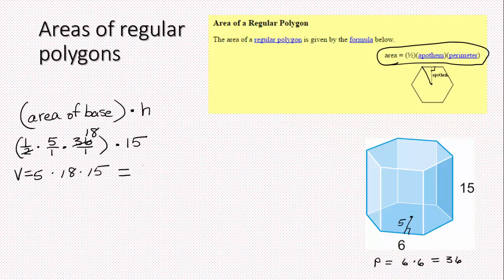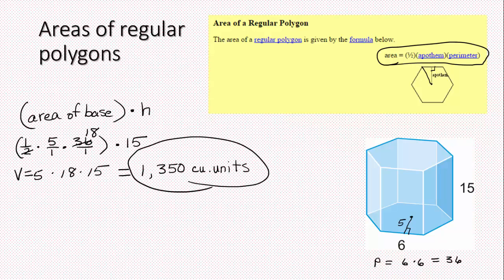Okay, and that comes out to be 1,350 cubic units. And they're not marked, so we have to leave it in the generic form. And that is how you use the general formula for volume of solids. We'll talk about pyramids and cones in a different video. Good luck.